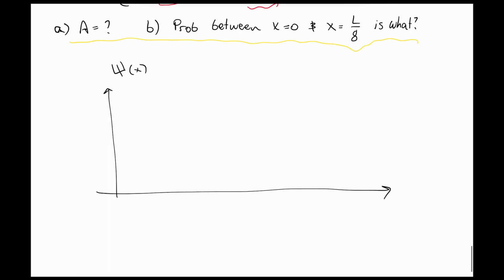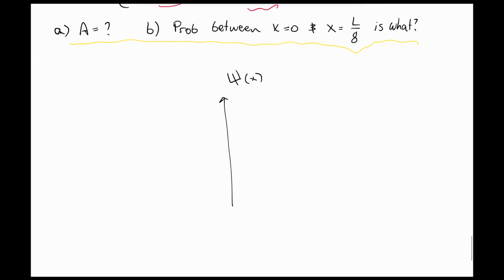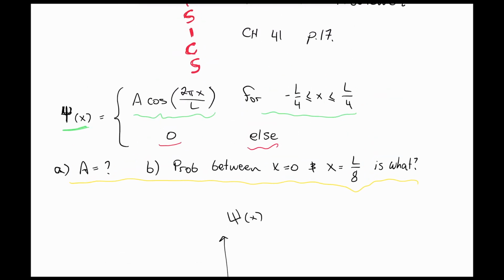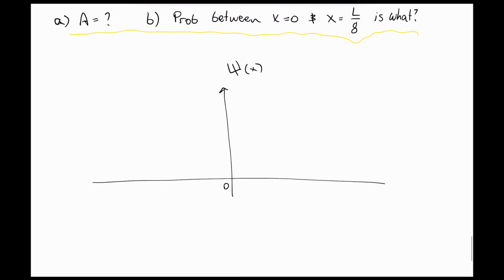Psi of x. Over here we've got x. Actually, hold up. Since this wave function is symmetric about the origin over here, this is 0, I need to draw it like this. So, okay. We get the region negative L over 4, and L over 4. Normally, a cosine function starts over here at the top, and it goes down, and then just oscillates like that. And it's also the same on this negative side.